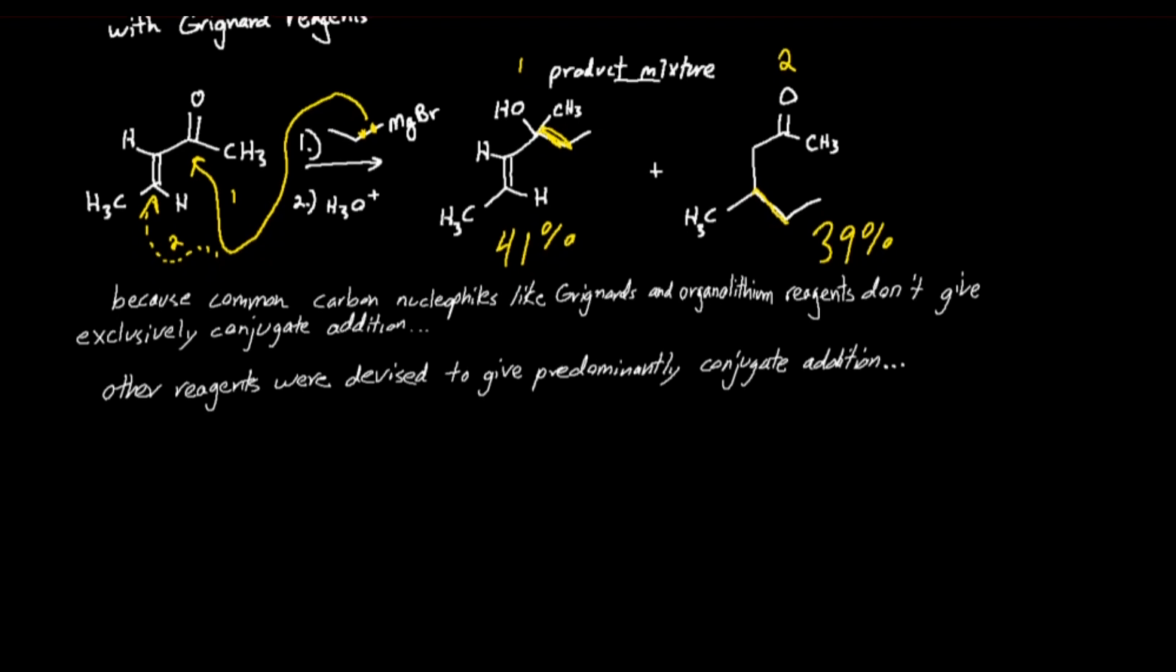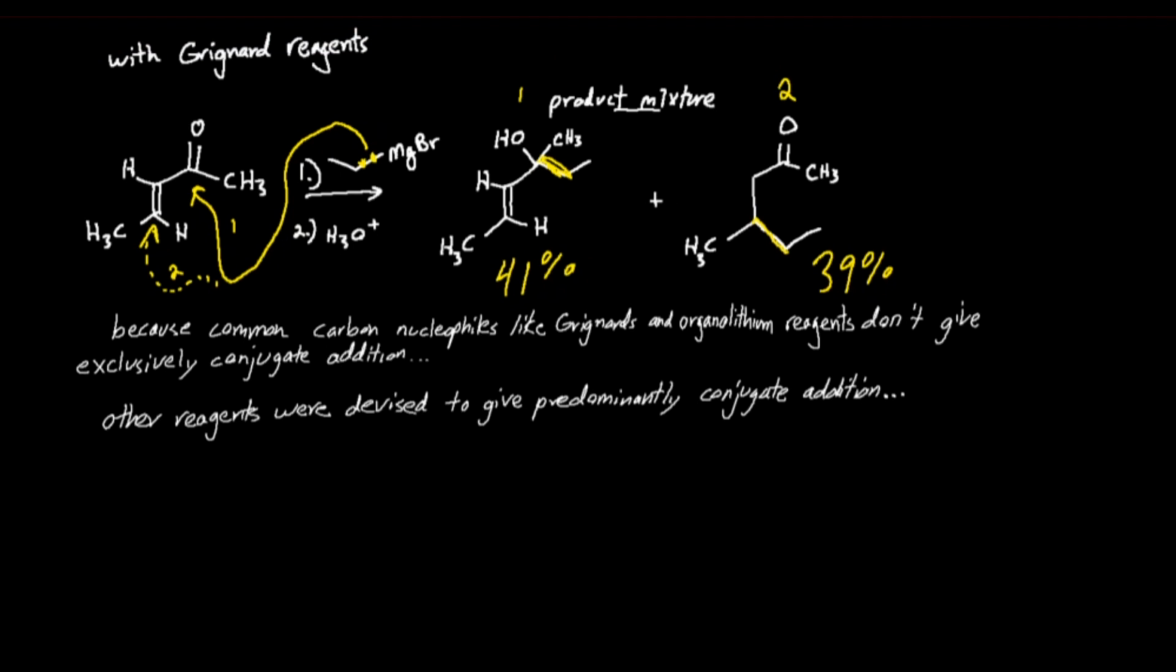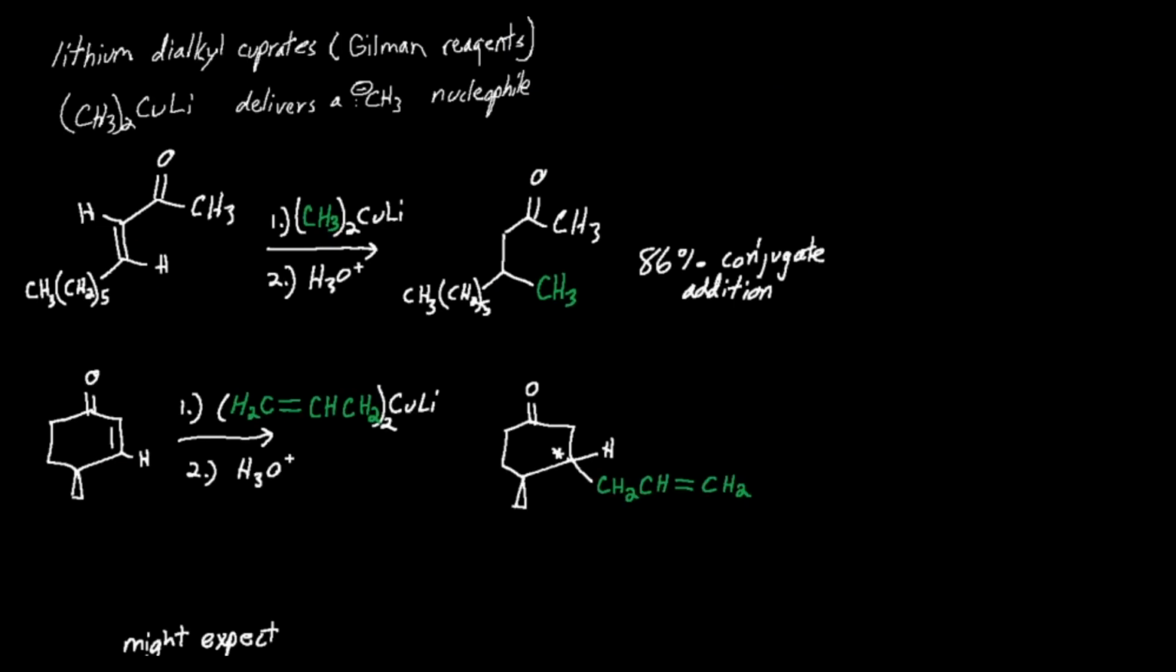And so because carbon nucleophiles like Grignard and organolithium reagents don't actually give one or the other with great preference, it was important to develop other reagents to give better regioselectivity. And we've seen this over and over again in organic, where a more complex reagent is needed to give more specificity, whether it's regio or stereospecificity. And so lithium dialkyl cuprates to the rescue, also known as Gilman reagents.